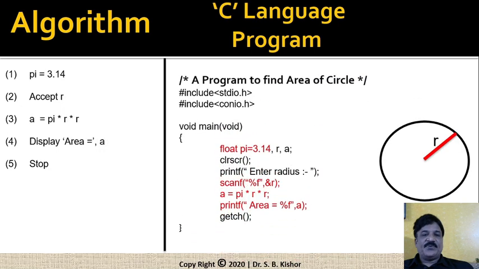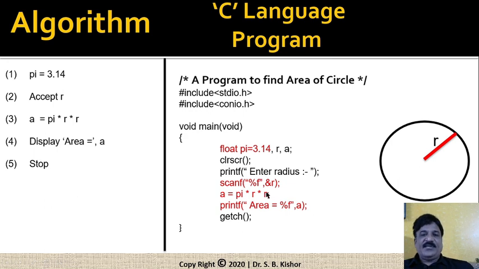Now, to find the area of a circle. This is your circle and this is your radius. So what is the value of pi? 3.14. So simply assign it, accept the value of the radius, perform the calculation and display the result. It's very simple, nothing new.